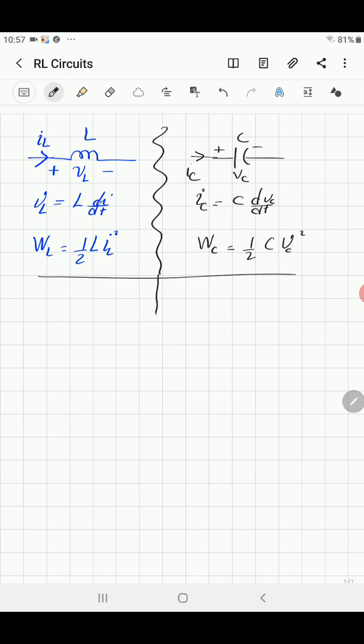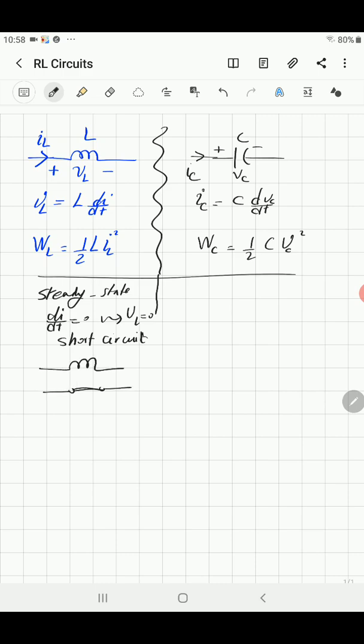Another thing we can look at is steady state. What's happening here? At steady state, with DC, I is constant. So dI by dt is equal to zero, so VL will be equal to zero. When the voltage is zero, we call it a short circuit. What does it mean, short circuit? It means that the L at steady state can be replaced by just a wire connected together like that.